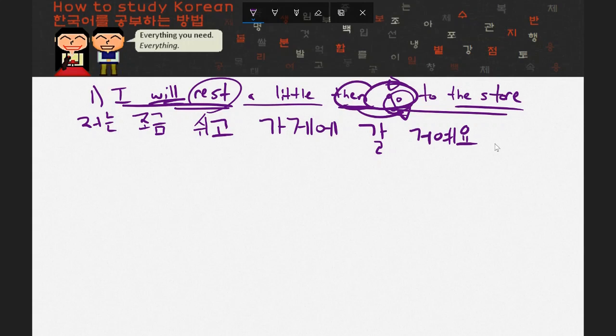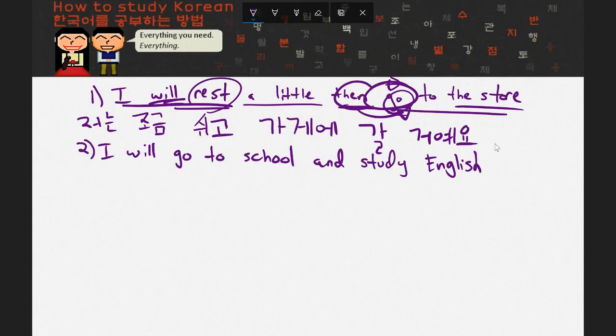The next sentence I would like you to try is, I will go to school and then study English. I'll give you 10 seconds and you can start now. Okay, the subject of the sentence is I, so I'm going to put that at the beginning. Now, very similar to sentence number 1, I really need to break this up into 2 sections. One to indicate that I will go to school, and then the next to indicate that I'm going to study English.